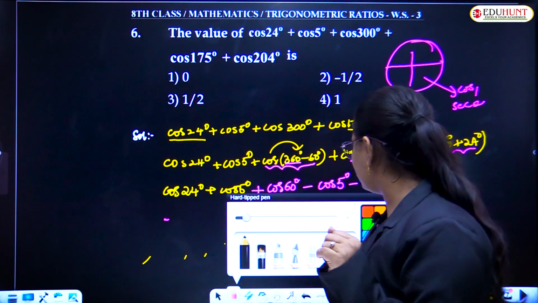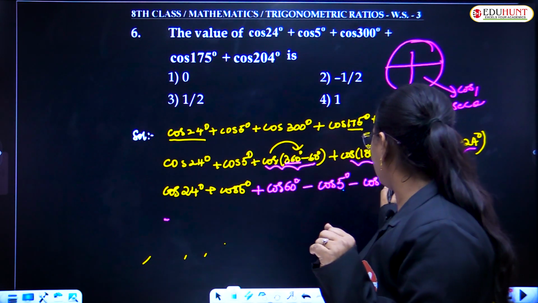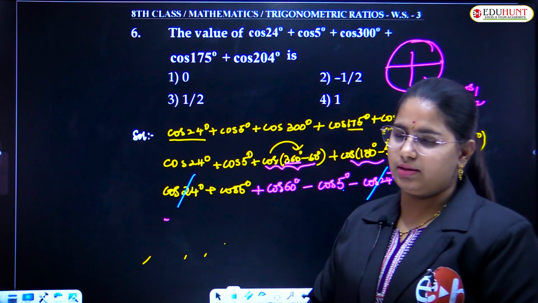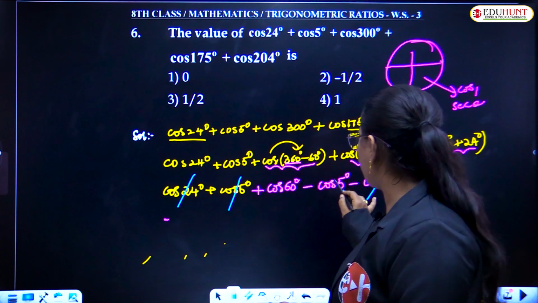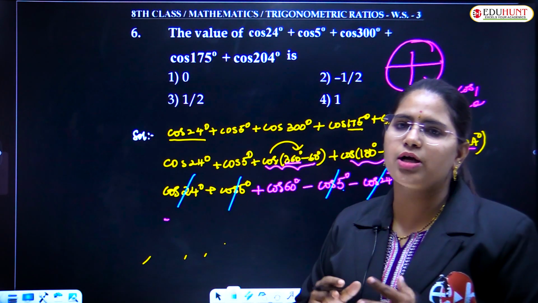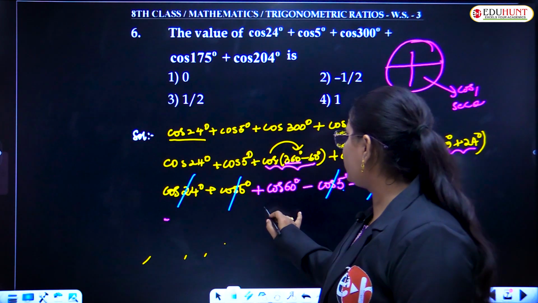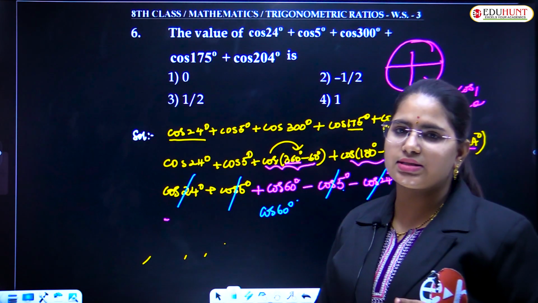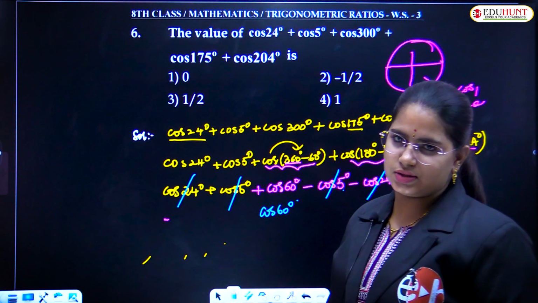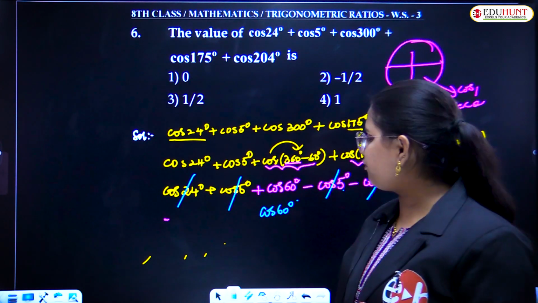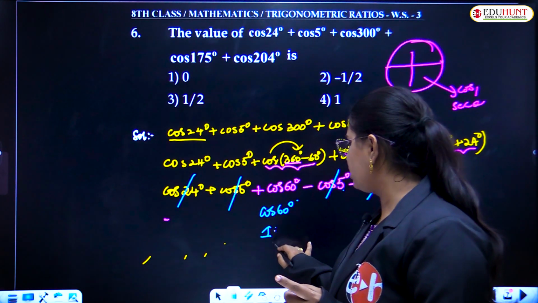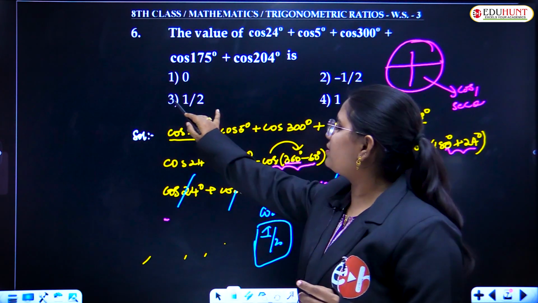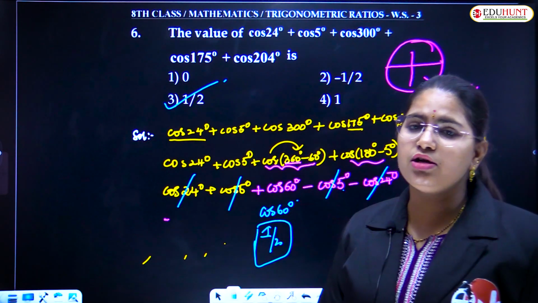So now let's check. Minus cos 24 degree plus cos 24 degree will get cancelled. Plus cos 5 minus cos 5 also will get cancelled. So you are left with only cos 60 degree. What is the value of cos 60? It's 1 by 2. So what is the answer here? It's option 3.